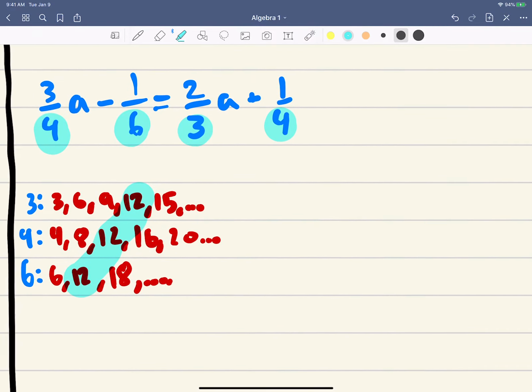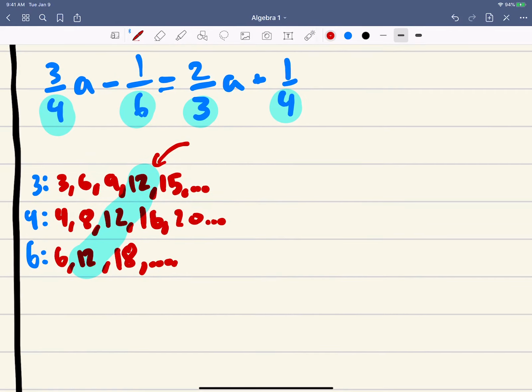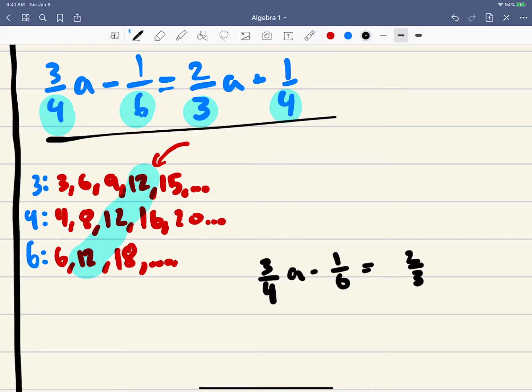So now with this, what you're going to do is you're going to multiply by the least common multiple. In this case, we're going to multiply by 12, right? So we're going to multiply both sides of our equation by 12. All right? And this is what it's going to look like. You're going to rewrite this whole thing, right? You're going to have 3 over 4 a minus 1 over 6 is equal to 2 over 3 a plus 1 over 4. You're going to multiply both sides by the 12. And you're going to put parentheses around everything. 12 and 12.